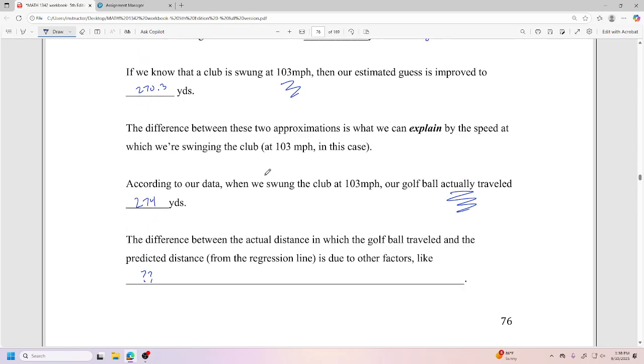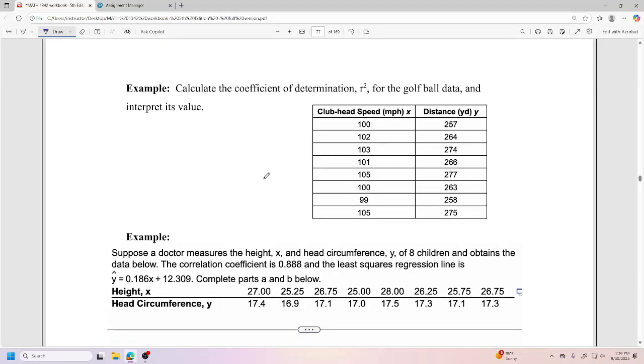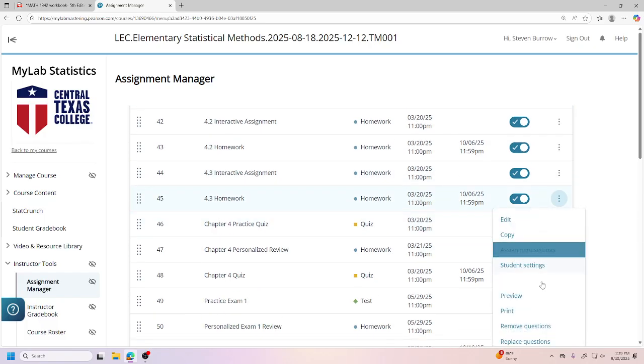Cool. I'm going to keep scrolling, okay? I'm going to keep scrolling because this is the actual math part of things. It says calculate r squared. And guess where we're going to go to find r squared? StatCrunch. You got it. StatCrunch. And we've already done all these steps before. There's literally nothing new here. Let me pull up the homework and pull up StatCrunch.